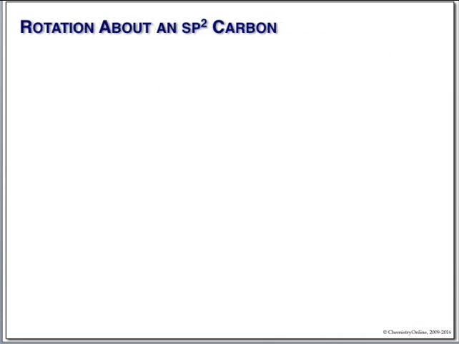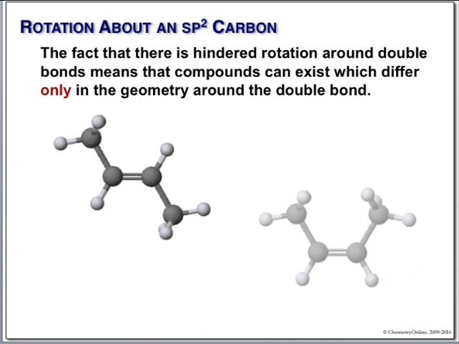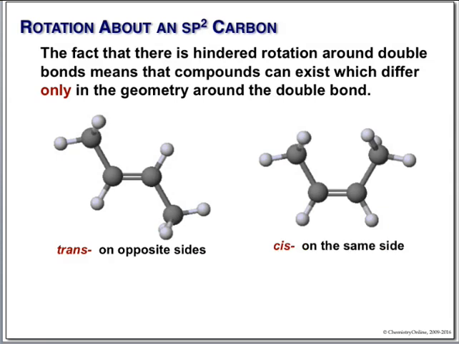Now that's really important because both of these are alkenes. They both have 4 carbons. They both have 1 double bond. But in this guy, the methyl groups are on opposite sides. We call that trans. And on this side, they're on the same side. That's cis. They're totally different compounds because you can't rotate around this bond.